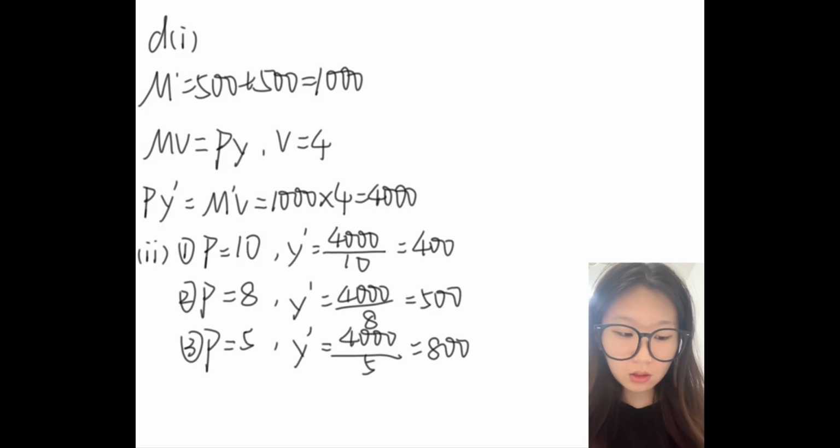When P equals 10, the real income is 400. When P equals 8, the real income is 500. When P equals 5, the real income is 800.